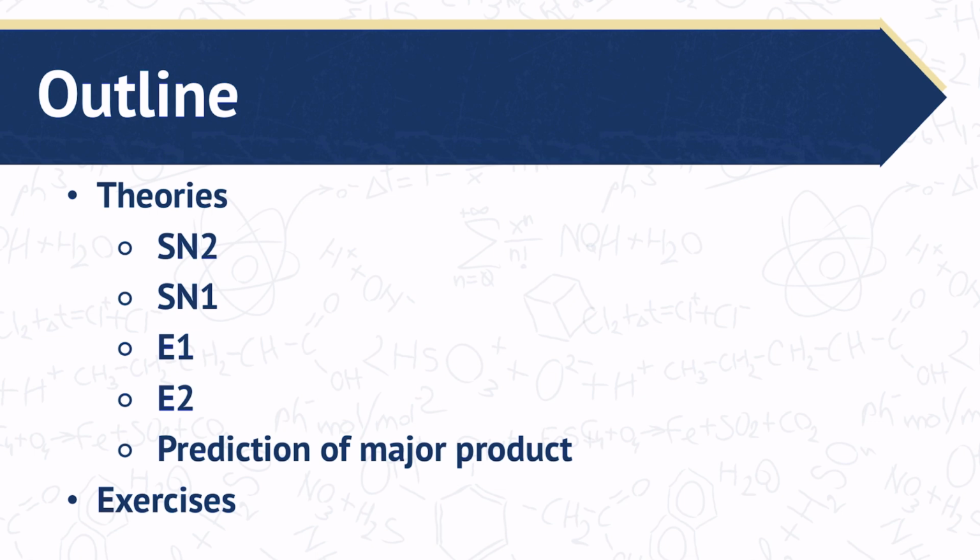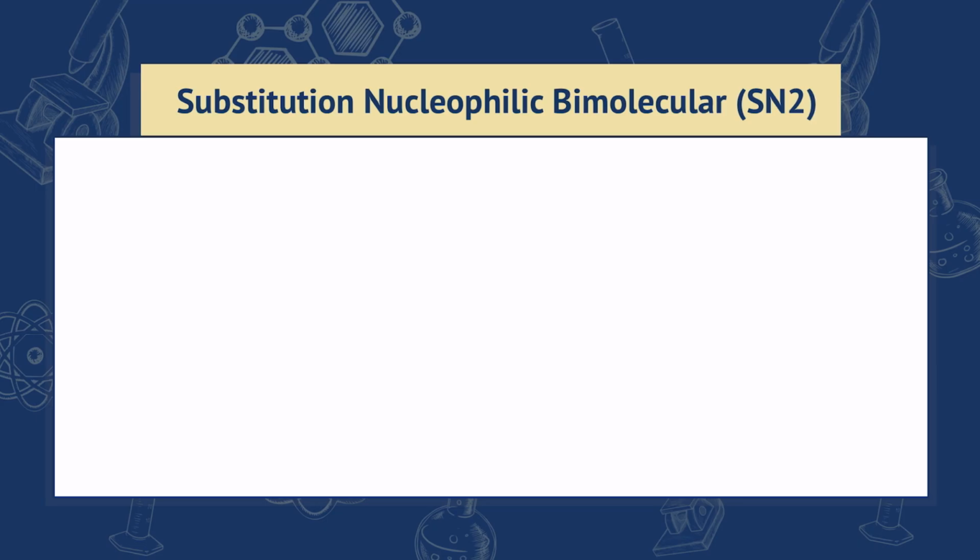Afterwards, we'll be delving into how to predict what major product would occur given a condition. So given this particular reactant, given this type of alkyl halide, what mechanism is most likely to take place and what product are you most likely to get? And we'll also be going through some exercises so you can practice whatever you've learned in this session and identify your strengths and weaknesses.